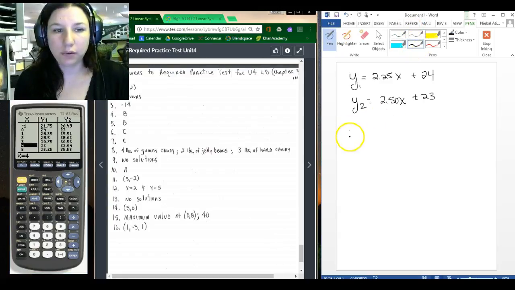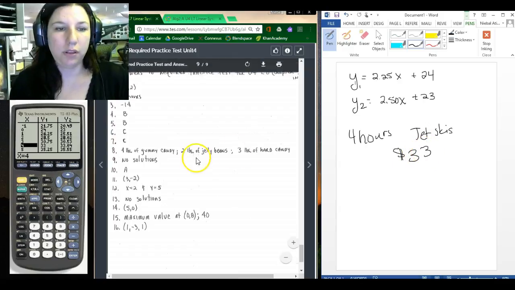So if we're rounding to the nearest hour, at 4 hours, if you want to rent the jet skis for 4 hours, either company is going to cost you about $33.